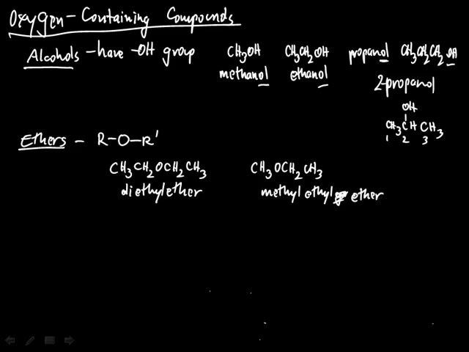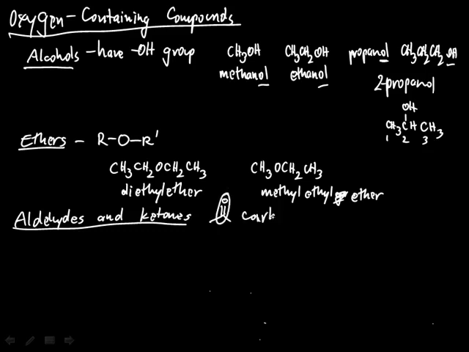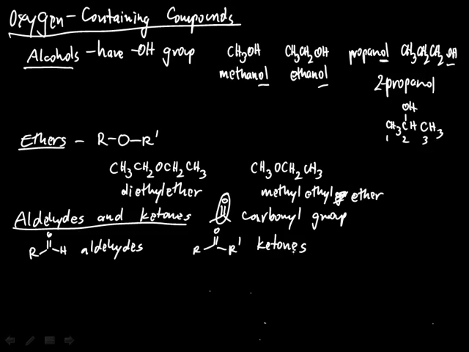The next class of organic compounds are the so-called aldehydes and ketones. They are characterized by having the carbonyl group, so the doubly bonded oxygen and carbon. Aldehydes have a general structure which has a hydrogen here, while ketones simply have two alkyl groups, which again can be different or similar, attached to a carbonyl group.